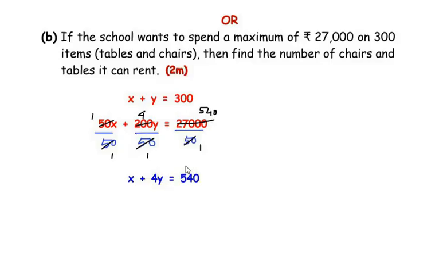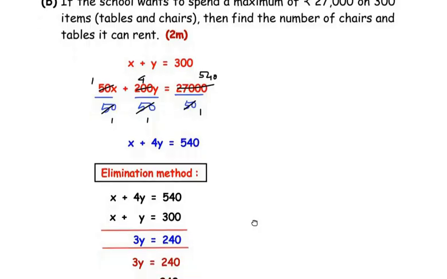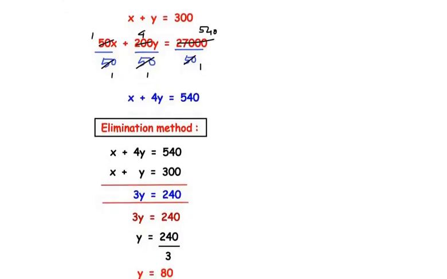Now let us proceed with the elimination method by using these two equations. So here, using the elimination method, we have written both the equations over here. We have written the second equation first, followed by the first equation. Now let us change the signs of all the terms of this equation. So positive x becomes negative x, positive y becomes negative y, and positive 300 becomes negative 300. Now adding these two equations, positive x, negative x will add up to give us 0. So they will get cancelled out.